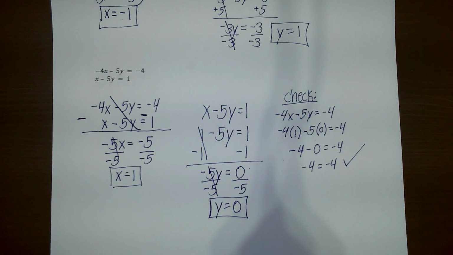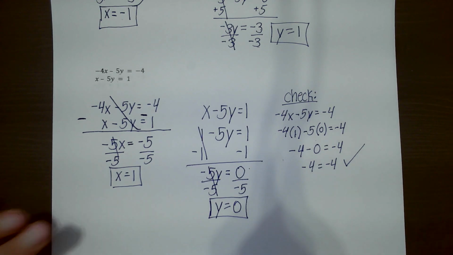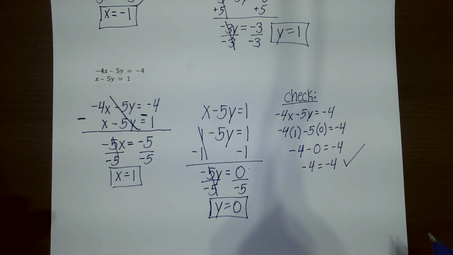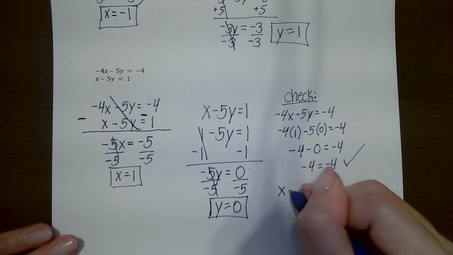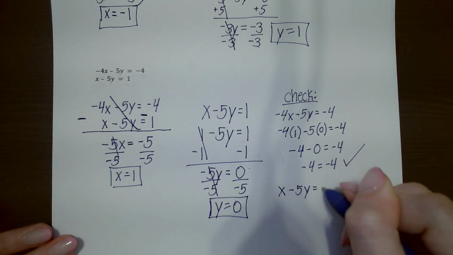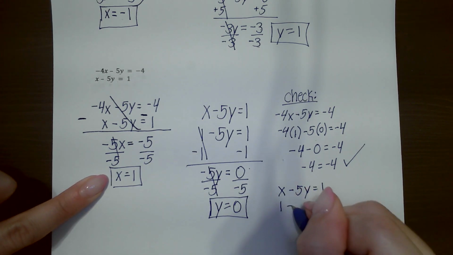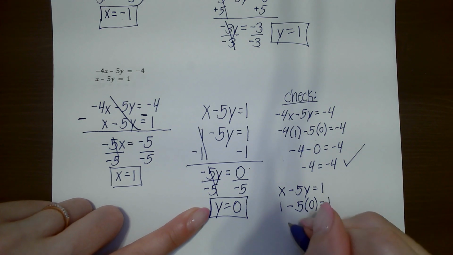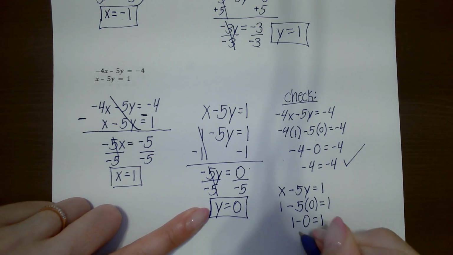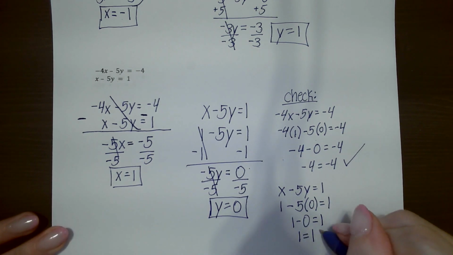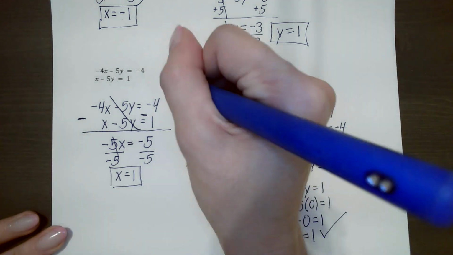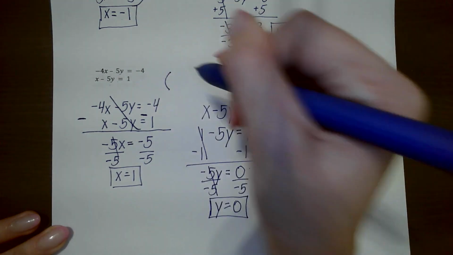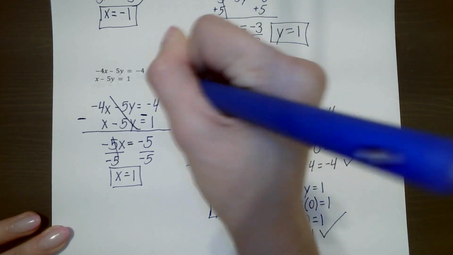Okay, so my solution works for one equation, but it has to work for both. And sometimes it will work for one, but not for the other. So always check both. So x minus 5y equals 1. So 1 minus 5 times 0 equals 1. 1 minus 0, and that gives me 1 equals 1. So my solution, my final answer is 1, 0.